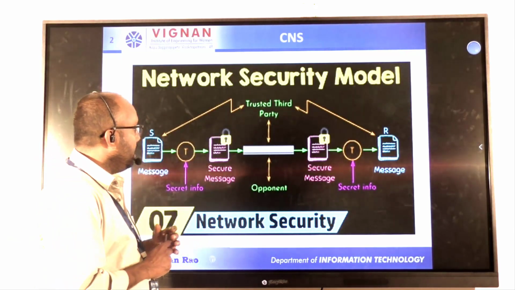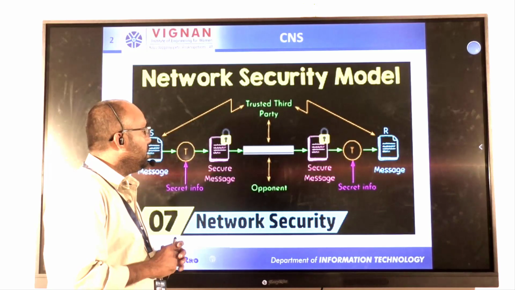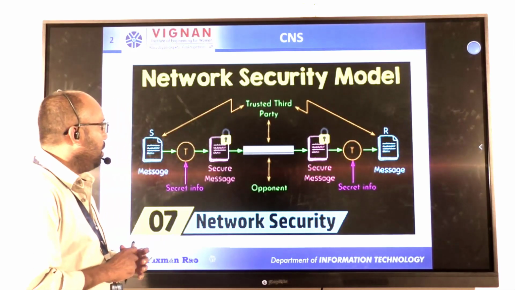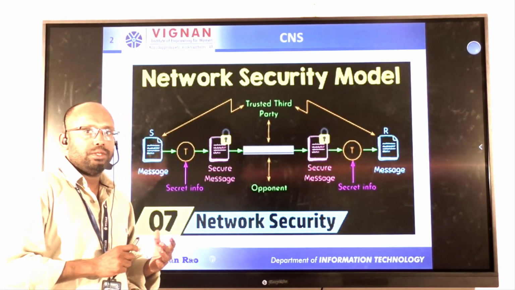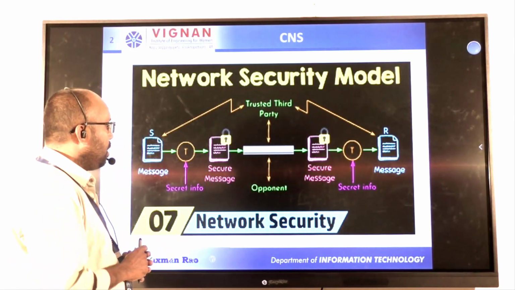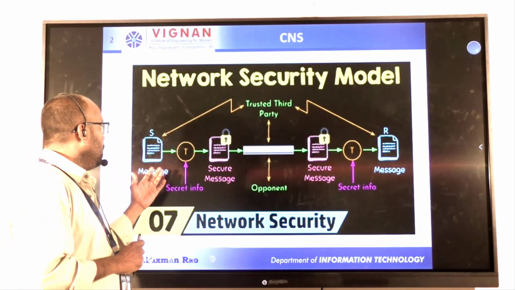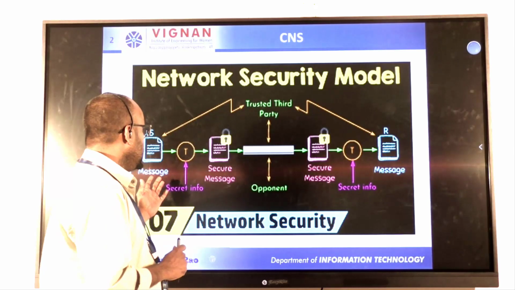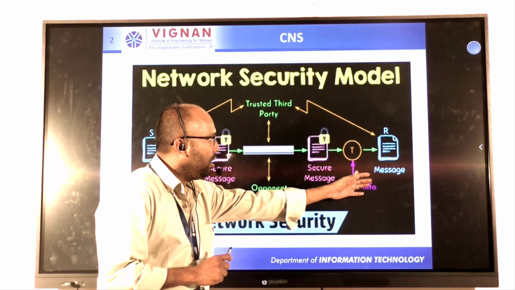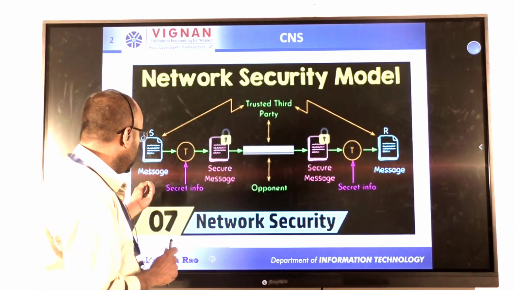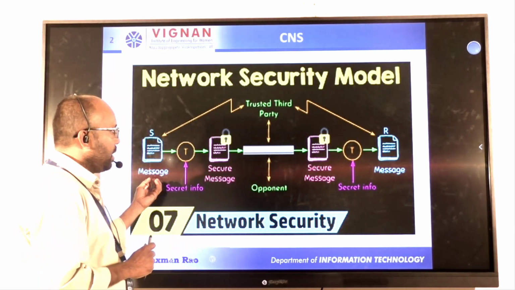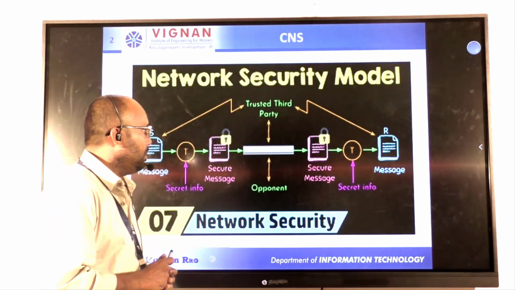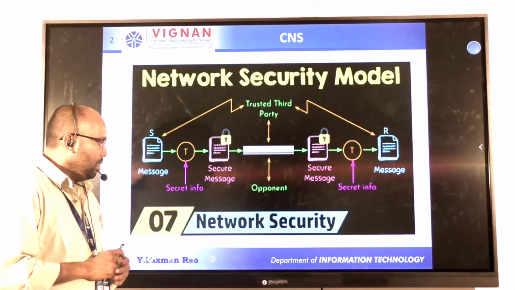In the middle there may be some legitimate users or some attackers or hackers. They are trying to steal the information, but they cannot understand the usernames, passwords or any of the information. This is how a typical security model works. On the sender side the text is in the form of plain text that is encrypted, and the receiver will get it. The plain text is converted into ciphertext, and on the receiver side from ciphertext back to plain text. So this is the basic network security model.